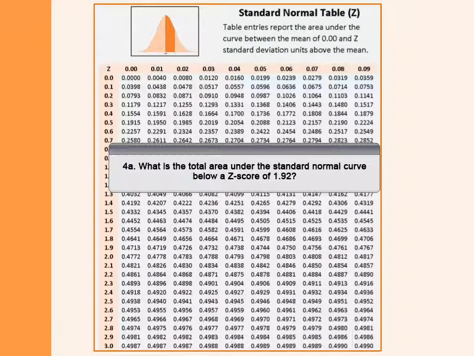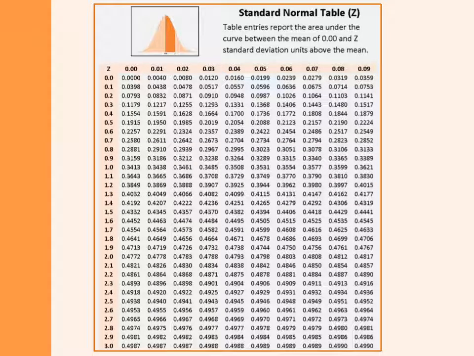For this first example, we will answer the question, what is the total area under the standard normal curve that falls below a z-score of 1.92? We will begin finding this area the same way that we've done before in the previous examples, by asking what is the area that falls between the mean of 0 and the z-score of 1.92.